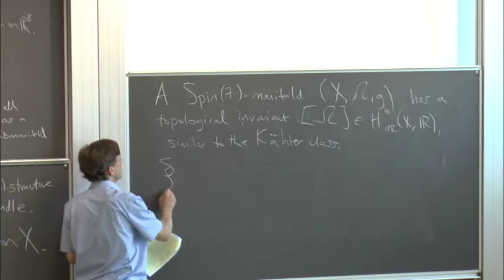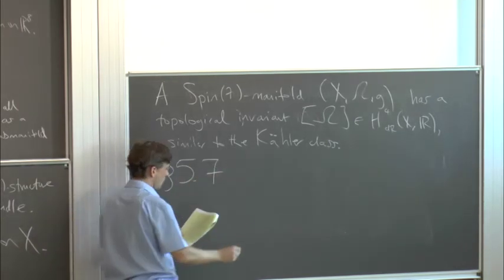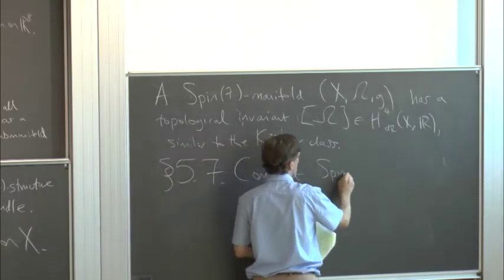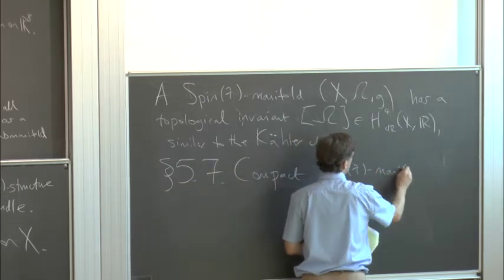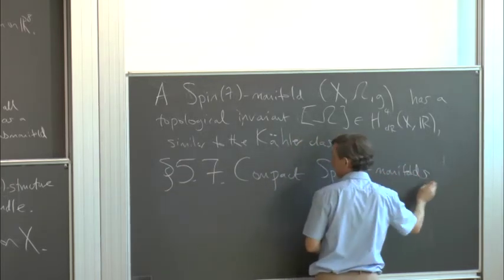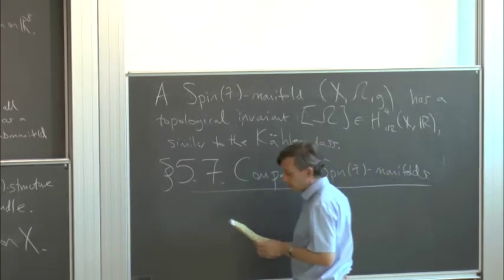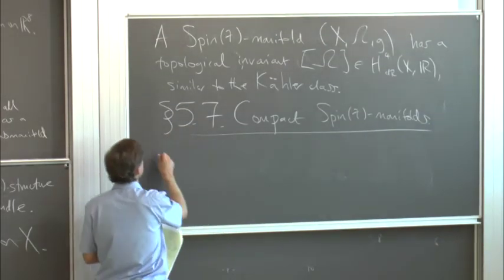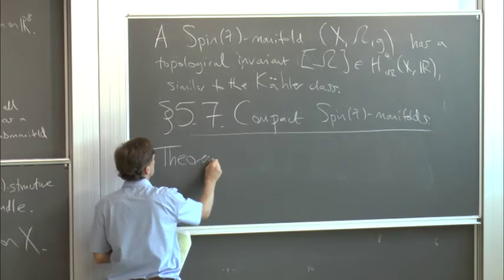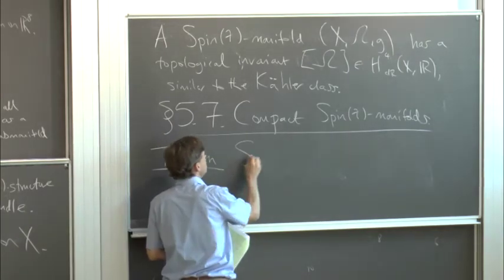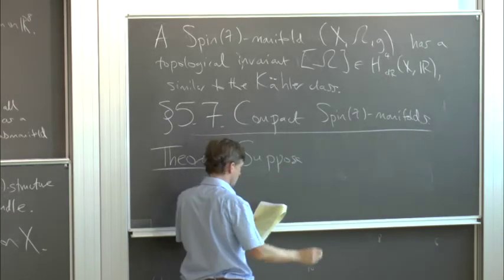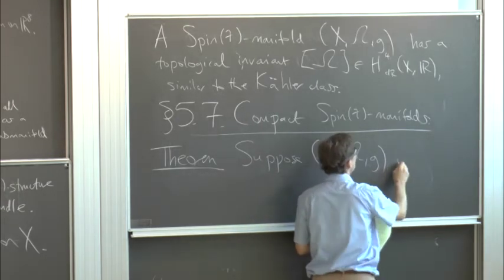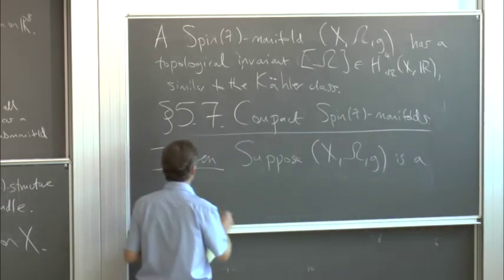Okay, let's have a section 5.7 on compact spin 7 manifolds. So initially just on the kind of general properties of them. So let's have a theorem. Let's suppose that (X, Ω, g) is a compact spin 7 manifold.